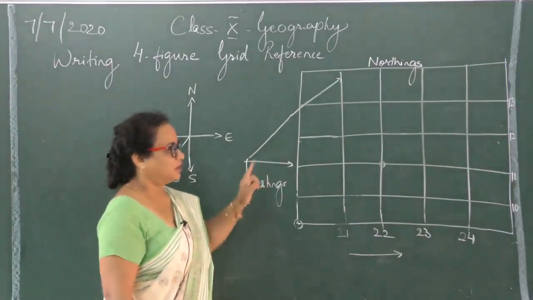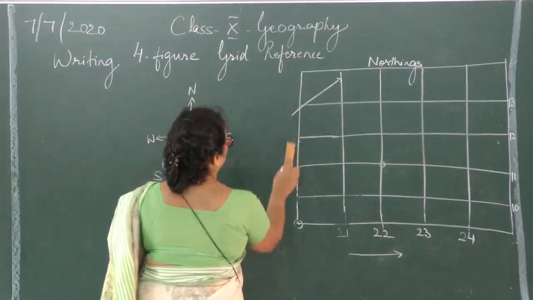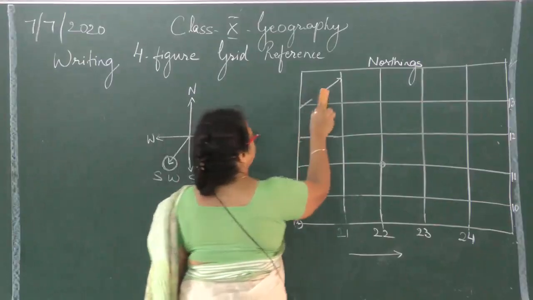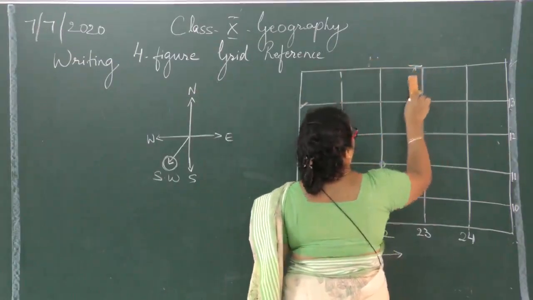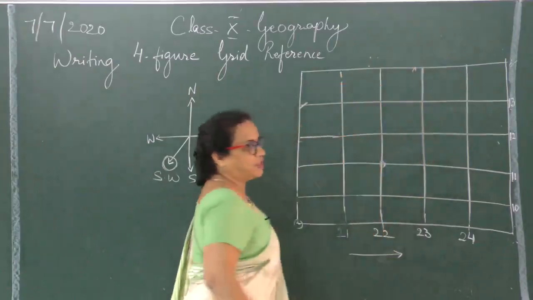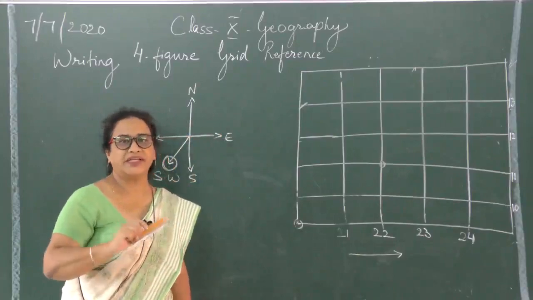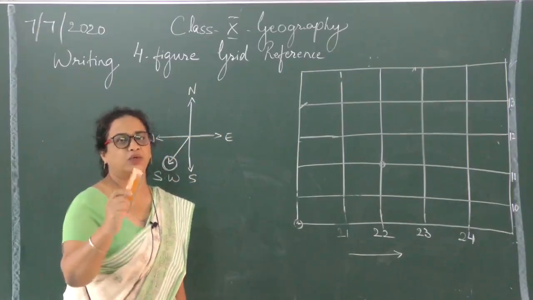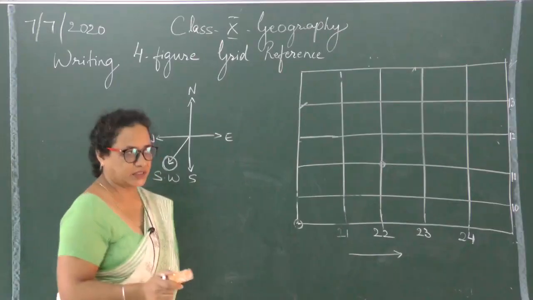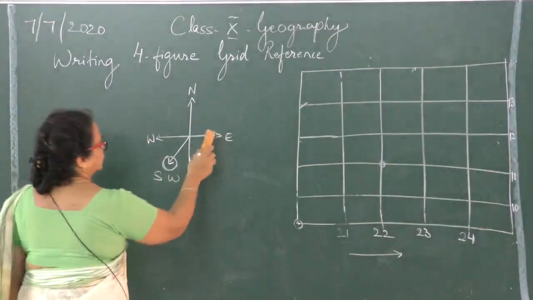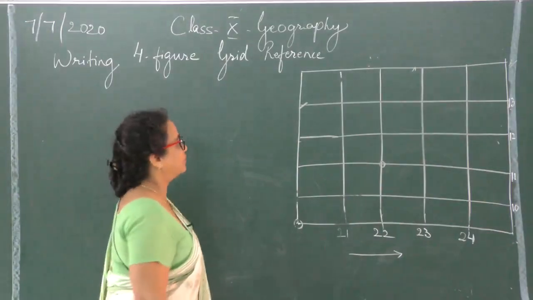Now, on this map, I am using the same to show you how to write 4-figure grid reference. Now, the definition which I have given you is for application purpose. You do not get a direct question as to what is an easting or define a northing, but you should know what it is. Clear? We come to this. How to write the 4-figure grid reference.